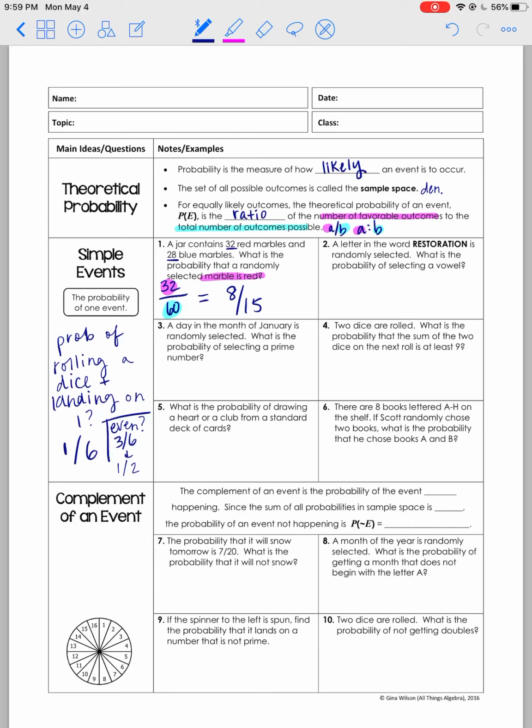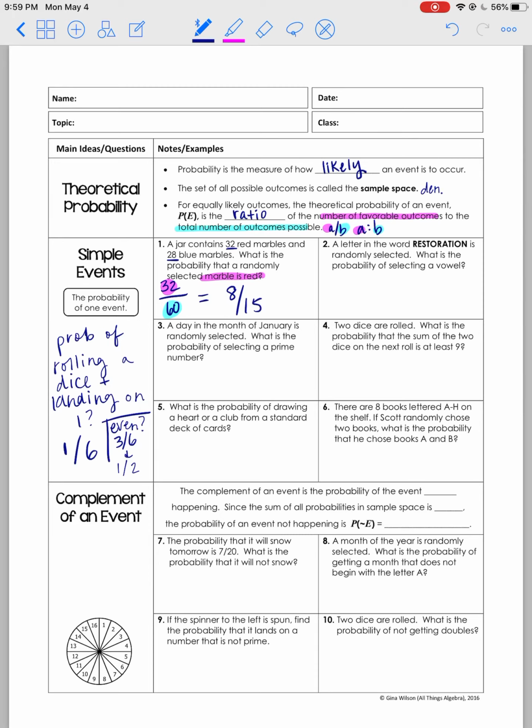Let's try number 3, just because some of the prime number ones are going to come up in your homework, and I want to make sure you know how to do them. A day in the month of January is randomly selected. What is the probability of selecting a prime number? So let's address the first part first.